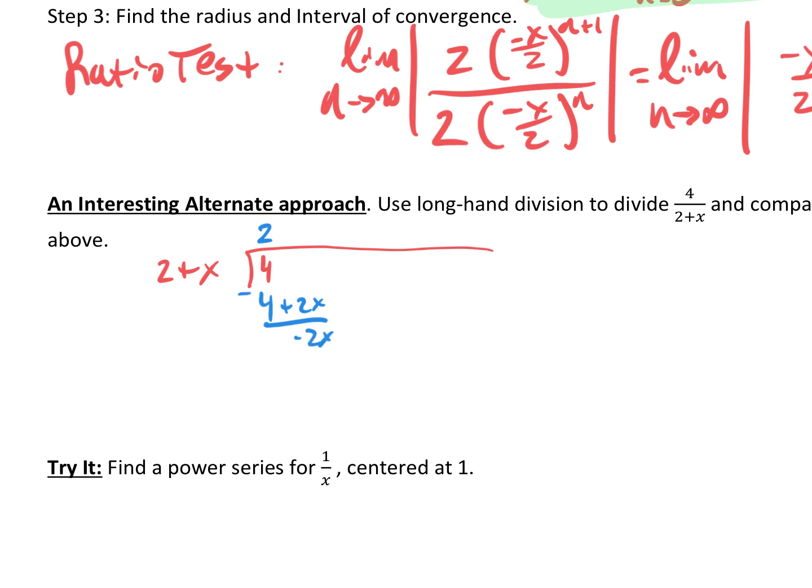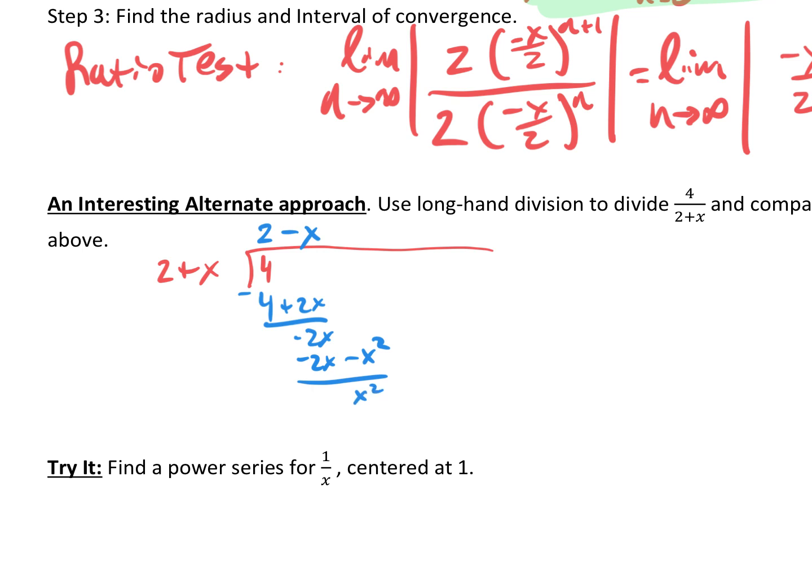So we get negative 2x. Now we need to make that match, so we've got to multiply it by negative x. We want this to match because we want this to go away. So remember, in division, we're trying to make that go away. Negative x times 2 is negative 2x. Negative x times x is negative x squared. So if we subtract those, we end up with x squared.